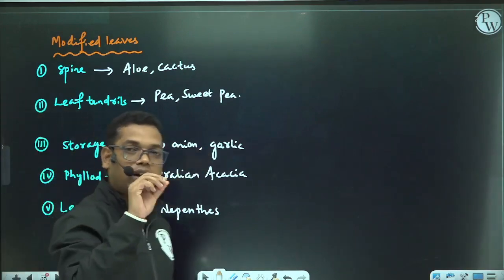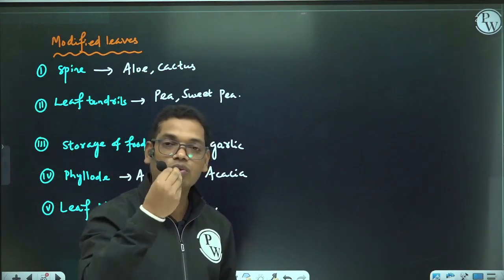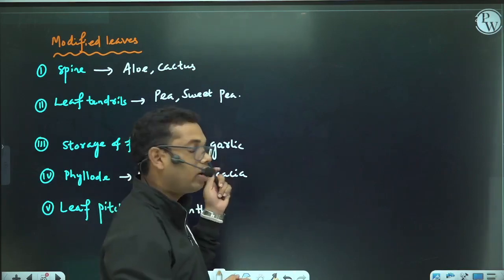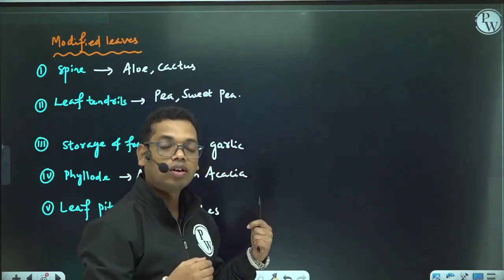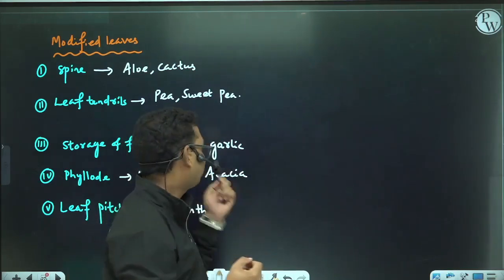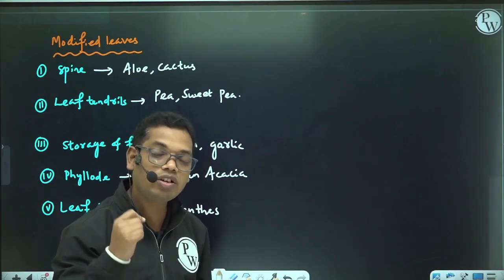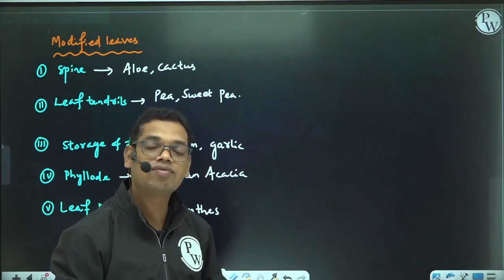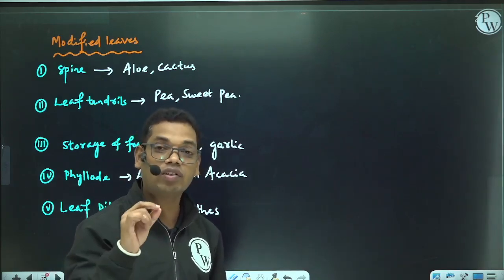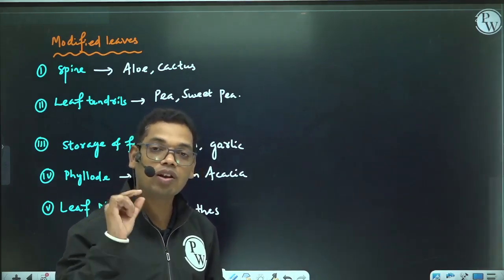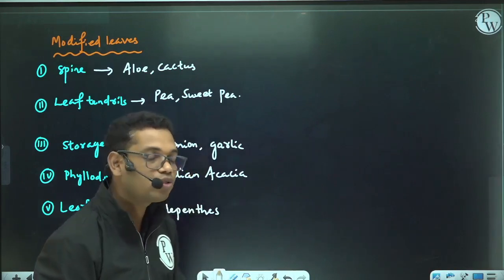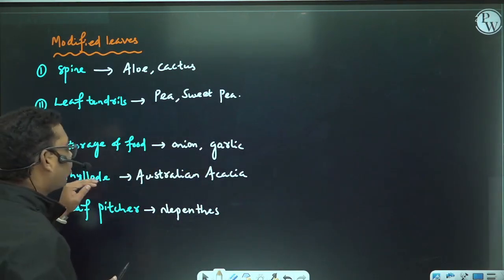The white part which we eat from the garlic or the onion is basically modified leaves, and they are called as fleshy scale leaves. Whenever I use the term fleshy, that means that will have stored food. And phyllodes. What is phyllodes?